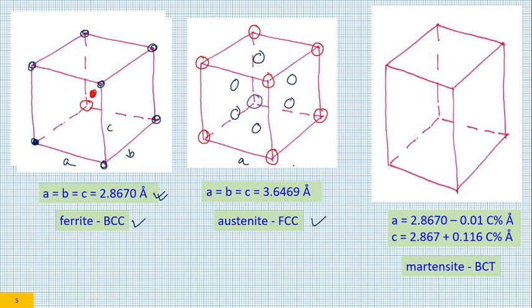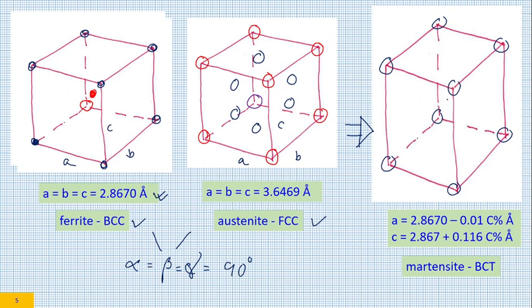Here also A, B and C are same. Between these two crystals, not only A, B and C are same, alpha, beta and gamma, they are also 90 degrees. See, these are purely cubic crystals. Austenite gets transformed to martensite. This you must be knowing. And martensite is a BCT, that is body centered tetragonal. So here you have 1, 2, 3, 4, 5, 6, 7 and 8 atoms, and there is a central atom.